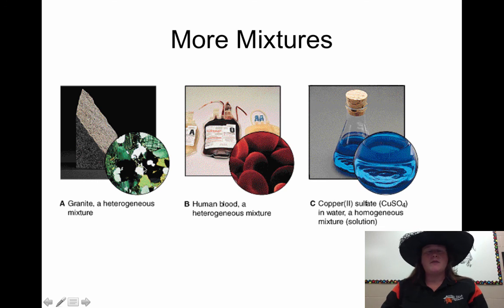You can see it microscopically as well. With the human blood, again, when you look at it with the naked eye, it all looks uniform in composition, but at the microscopic level, it does have individual components. However, copper(II) sulfate is a homogeneous mixture called a solution. Microscopically, it's not going to look any different.